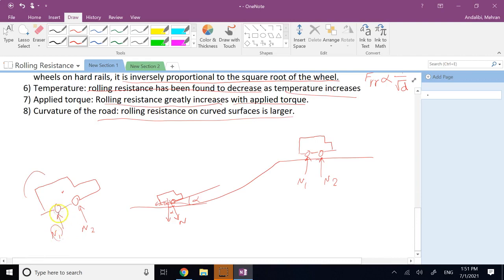And that means here you have more pressure on these driven tires. And here also you have to apply more torque to lift the weight of the car over the slope. And you know, more torque means more rolling resistance. Okay, so this curvature of the road, the reason that it makes more rolling resistance is because of those two factors.